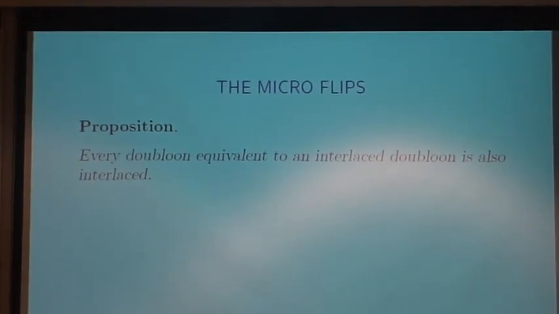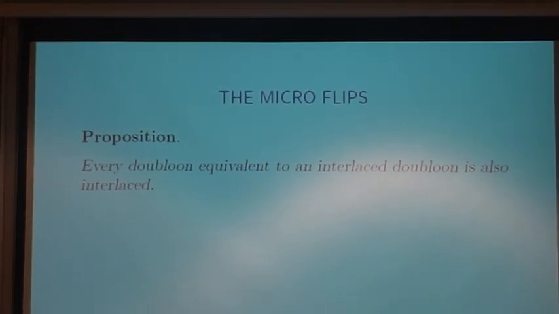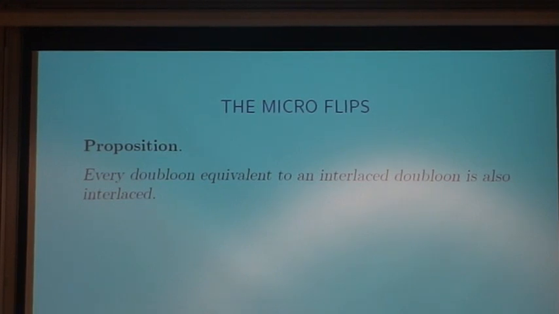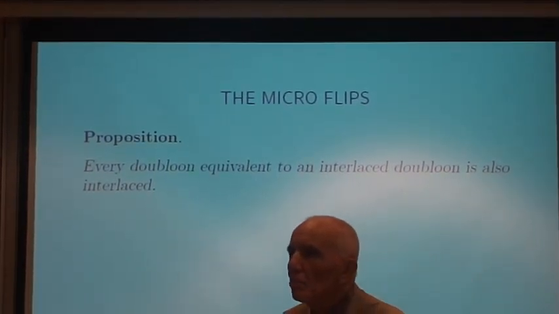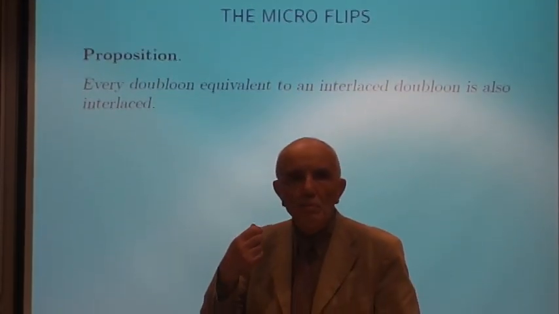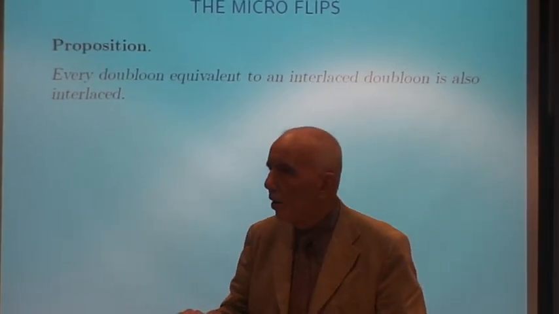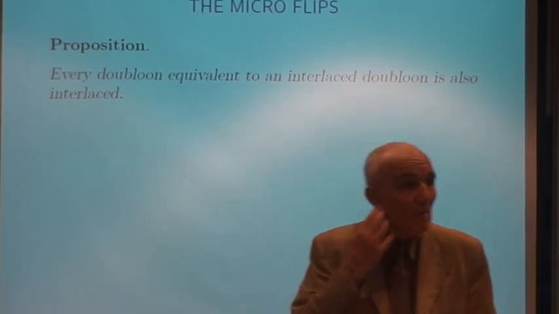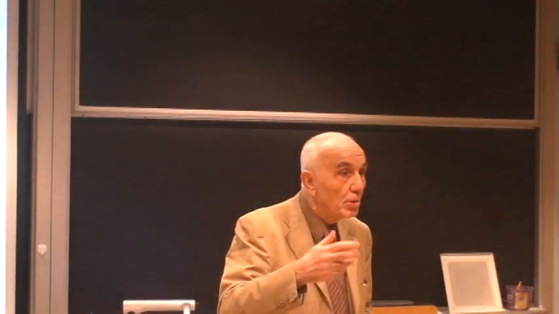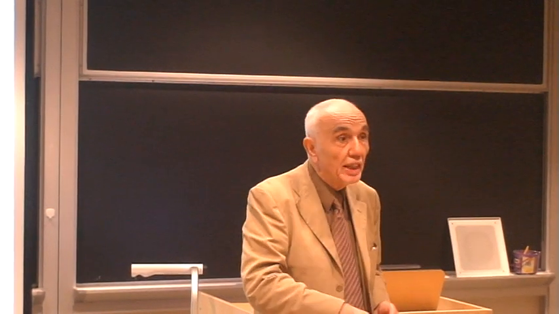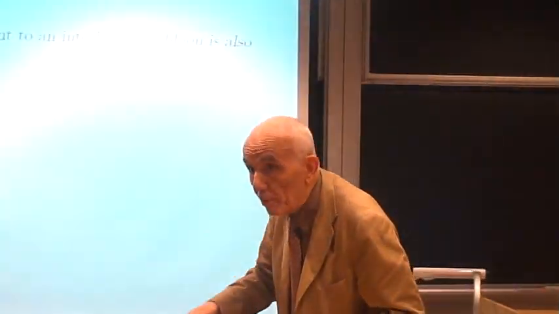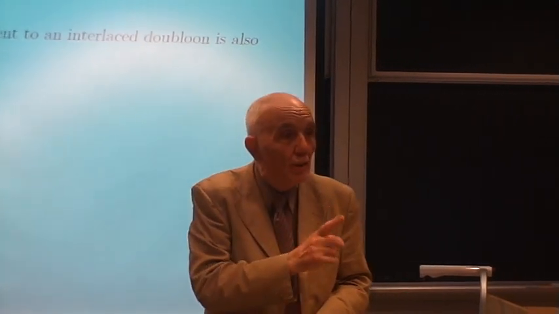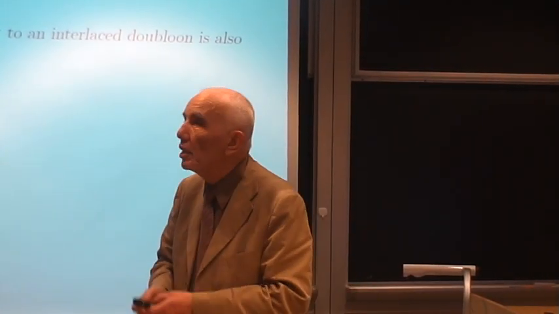Every doublet equivalent to an interlaced doublet is also interlaced. It's more or less evident; we have to sit down and prove it. So if we define this concept of interlacedness, then if a doublet is interlaced, any doublet in the same equivalence class will also be interlaced. It's not true for the normalized.